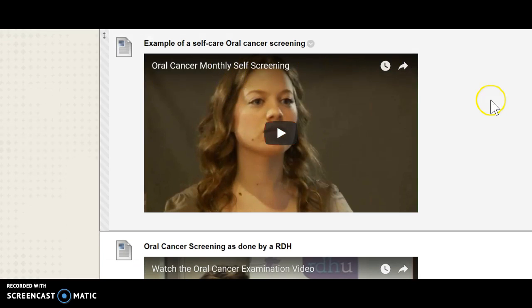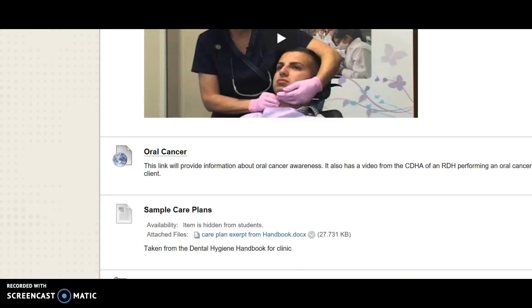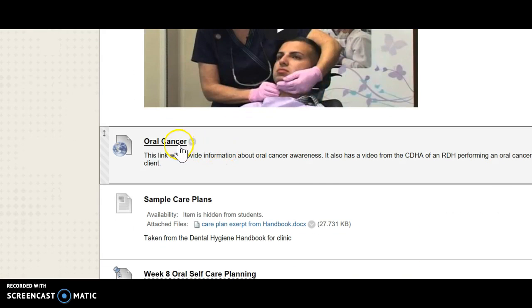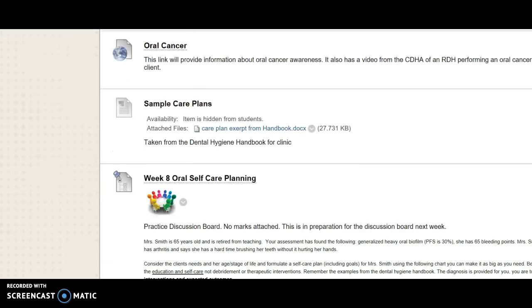This is an example of an oral cancer self-screening, one done by a hygienist. This is an oral cancer link. So a big part of your care plan that we're talking about this week is including in there a self-care for cancer for your client. And that's why I've included these links.